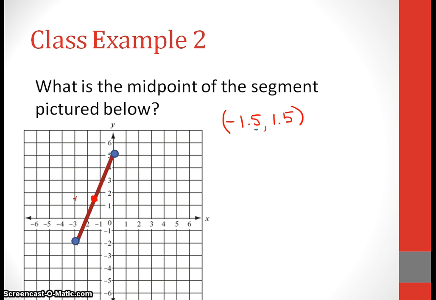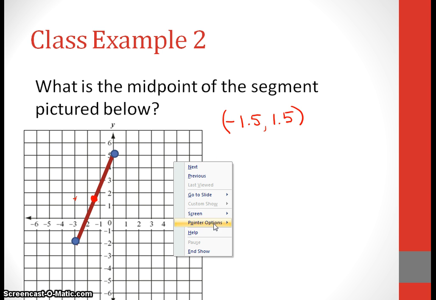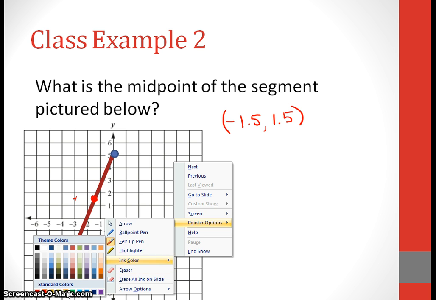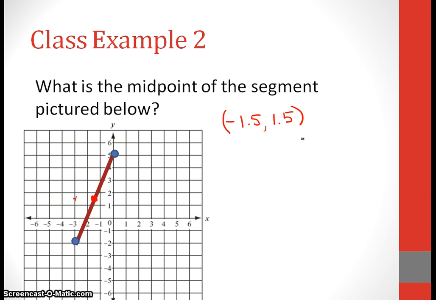Now, if you prefer to do it algebraically, let's write down what these two ordered pairs are. This is the ordered pair negative 3, negative 2. Let's switch colors. And then what's this ordered pair? This is the ordered pair over 0, up 1, 2, 3, 4, 5. So over 0, up positive 5.